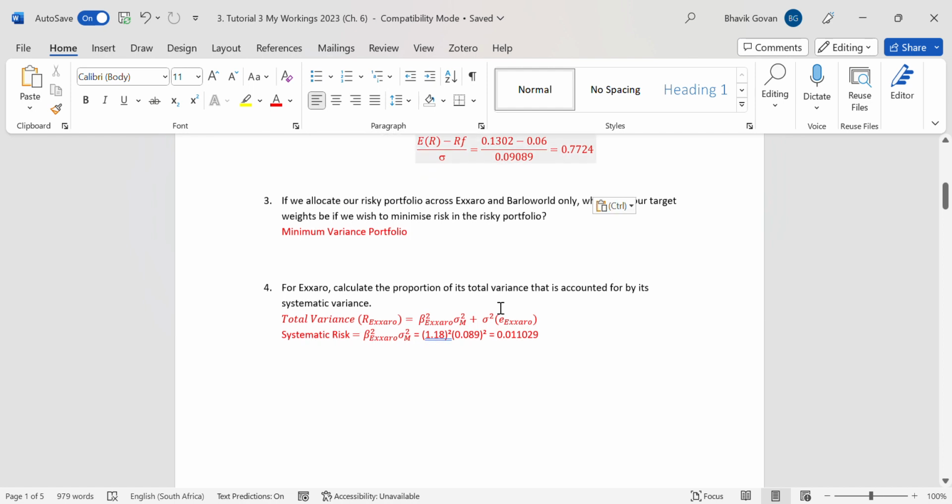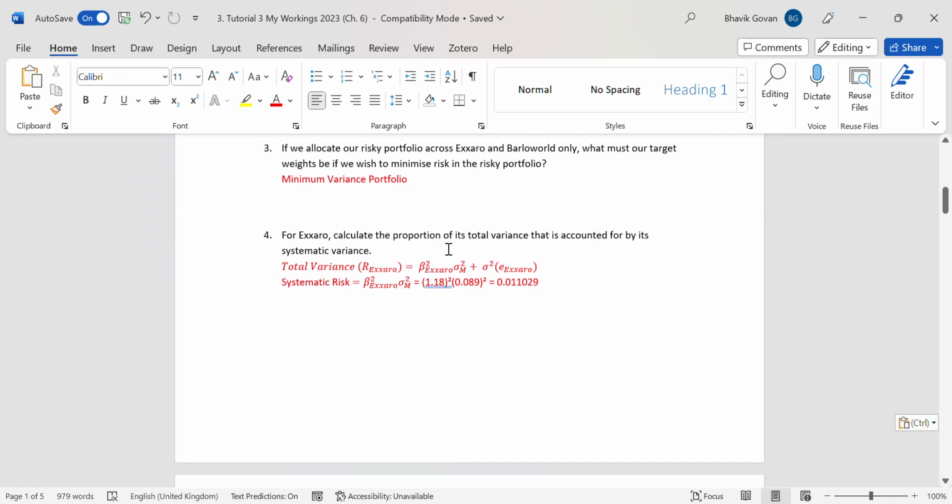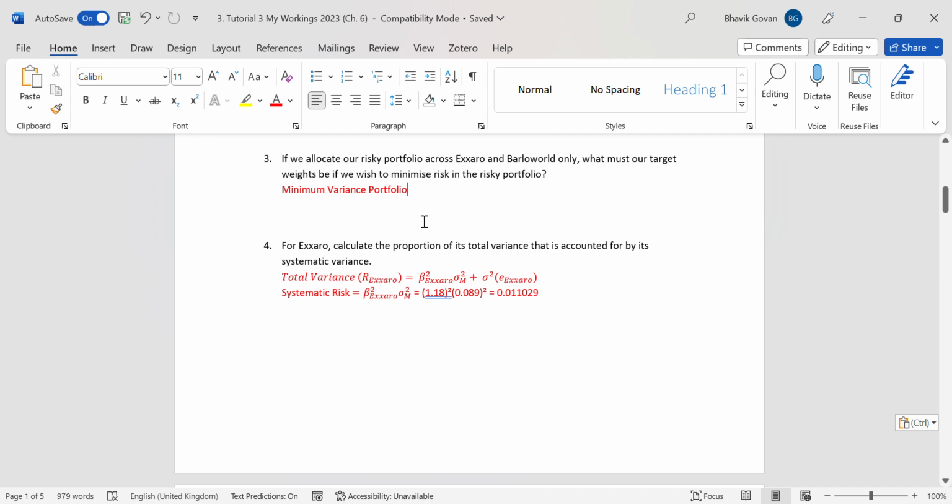Question 3, if we allocate our risky portfolio across these two companies or assets only, what must our target weights be if we wish to minimize risk in the risky portfolio? So the answer is the minimum variance portfolio. Make use of formulas, and yeah.